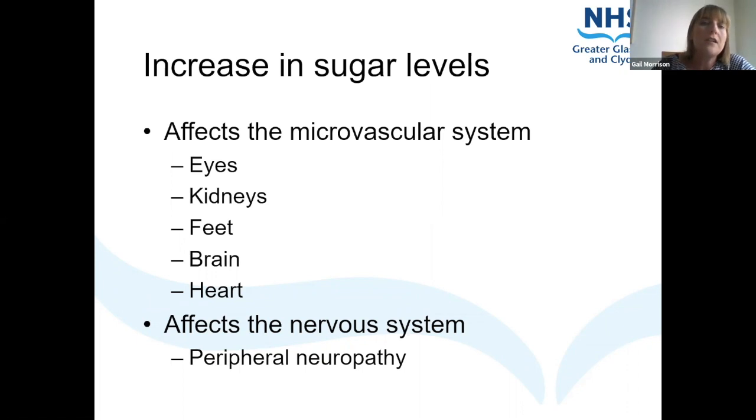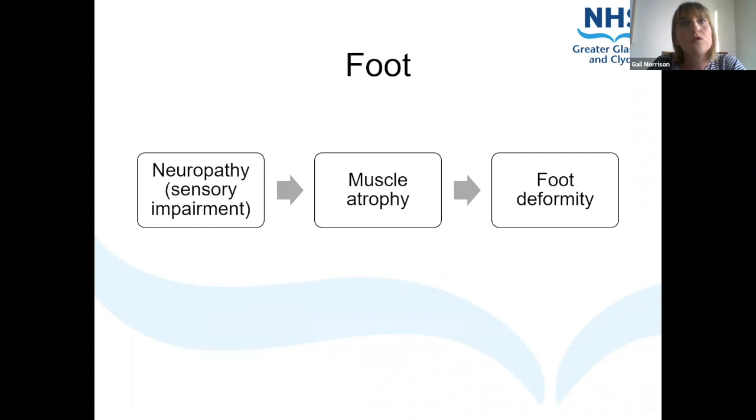We have this increase in sugar levels in the body, and it builds up in the bloodstream and affects the microvascular system, the very tiny blood vessels in our body which go to the eyes, the kidneys, the feet, the brain and the heart. It also affects the nervous system, and this is when we get peripheral neuropathy. So we're obviously talking about feet. In the foot clinic, it's the foot that we're dealing with.